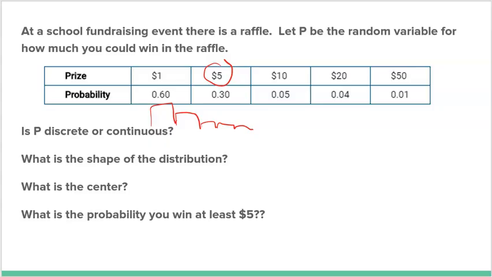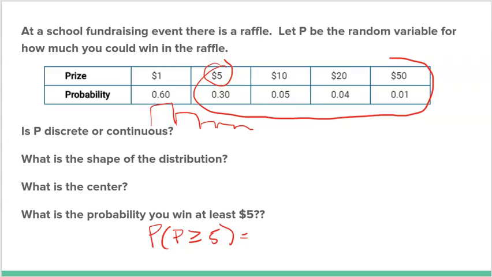All right, what is the probability you win at least $5? So I'm trying to find the probability that P is greater than or equal to $5. Greater than or equal to is going to be 5 or anything above, and that is going to be adding all those together, which you get 40%, or 0.40. Now, the other way that you could have gotten that answer is to think about the one outcome that you do not want. If I'm looking for 5 or more, the only outcome I don't want is $1. So if I do 1 minus 0.6, I also arrive at the 0.4.